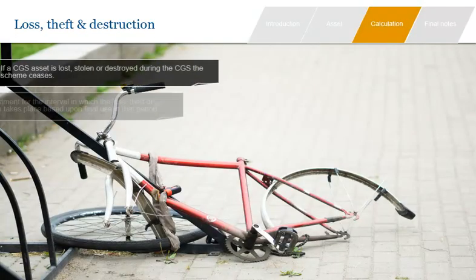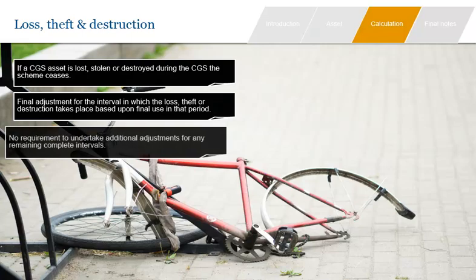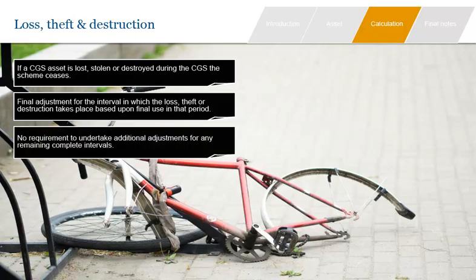Lastly, we consider the loss, theft or destruction of a capital goods scheme asset. These events bring the CGS to an end, and although a final adjustment for the interval in which the loss, theft or destruction took place must be done, there is no requirement to undertake additional adjustments.